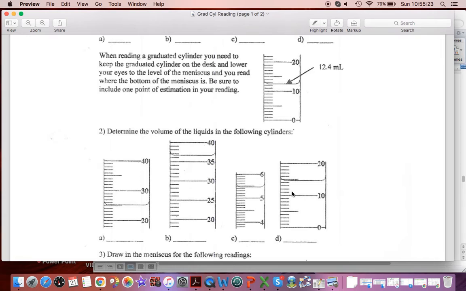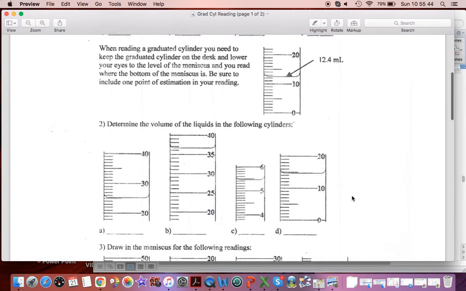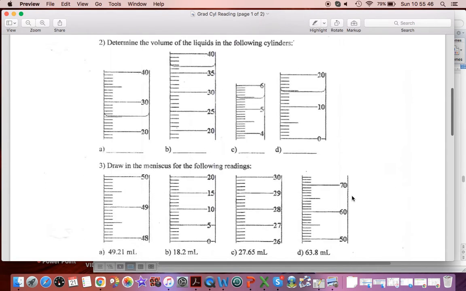And on this one, I can see I'm between the 15, or let's see, 1, 2, if I can get my eyes working well. So I can see I'm between 14 and 15. And so I might say something along the lines of 14.8 milliliters. You might say 14.7, 14.9. All equally correct in the sense we're estimating the last digit.